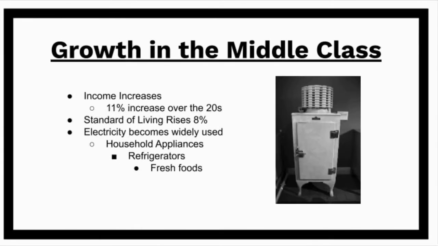American society during the Roaring Twenties saw growth in the middle class, which saw increases in income of 11% over the 20s, with the standard of living increasing 8%. With the introduction of electricity, it became widely used in household appliances like the refrigerator, which stored fresh foods.